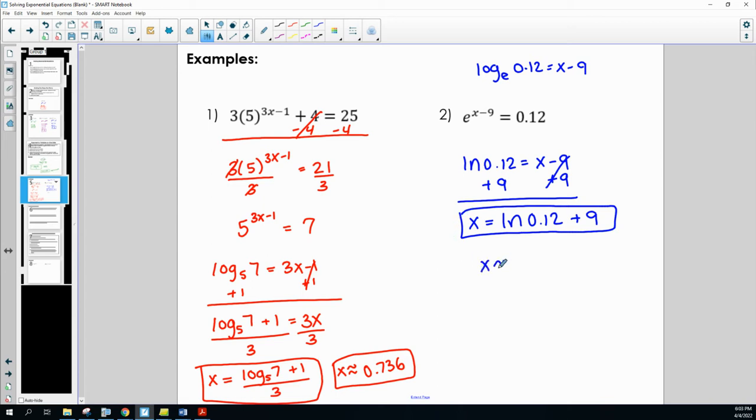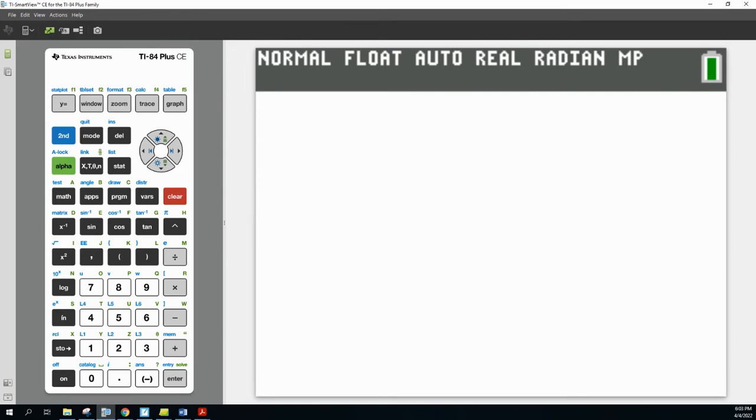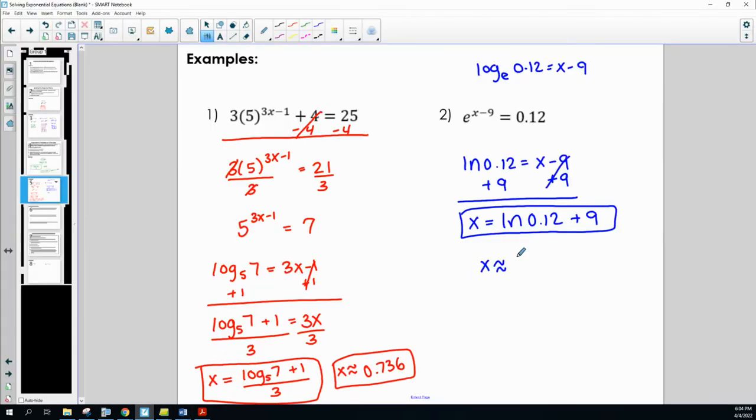And for our approximate, if we plug this into the calculator, the ln button is right here next to the 4. It's to the left of the 4. So I'll have ln of 0.12. I need to close the parenthesis and then add the 9. So if you add the 9 before you close the parenthesis, it's going to be the ln of 9.12, which is not the same thing. So we get about 6.88 as our approximate answer.